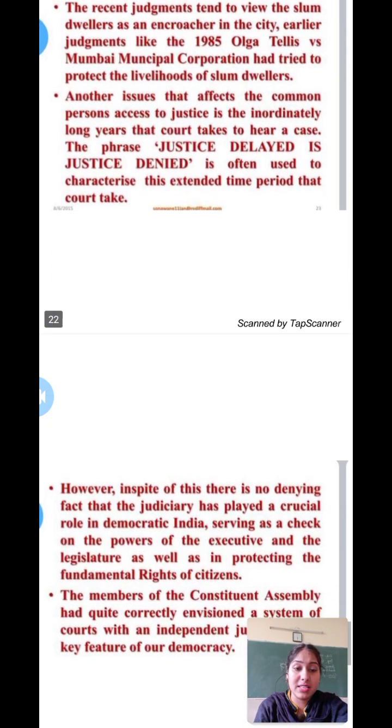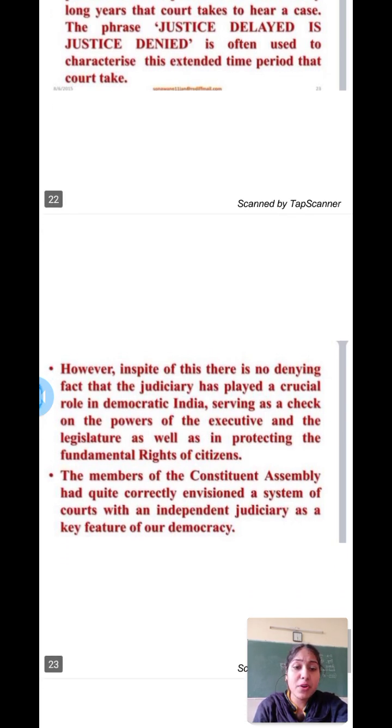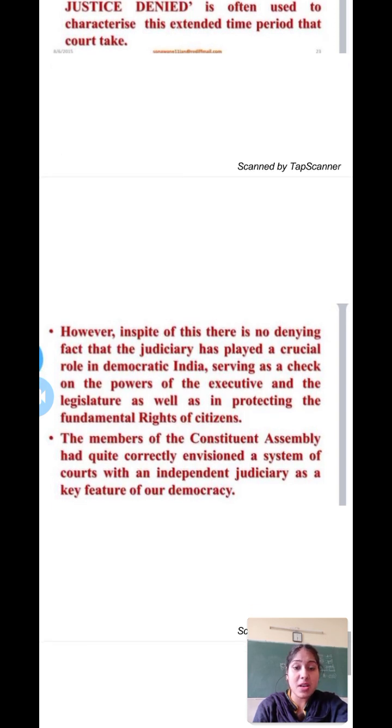However, in spite of this, there is no denying that the judiciary plays a very important role in a democratic country. The judiciary is a very powerful weapon in a democracy. It serves as a check on the power of the executive and the legislature, and it helps in protecting the fundamental rights of citizens. The members of the Constituent Assembly had quite correctly envisioned a system of courts with an independent judiciary as a key feature of our democracy, one that is not under the influence of any rich people or of the government. The judiciary is independent, and the decisions it takes are fair.